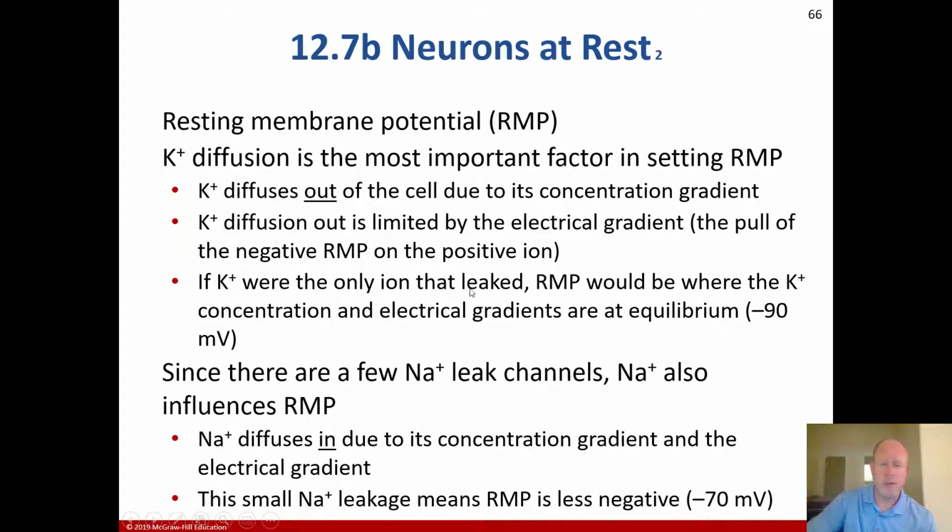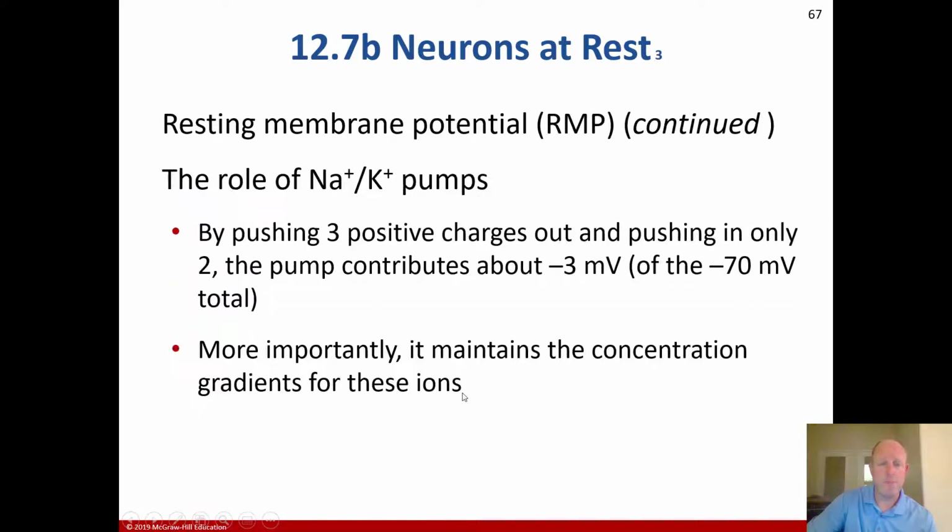If potassium were the only ion that leaked, the resting membrane potential would be where the potassium concentration and electrical gradients are at equilibrium, which is about negative 90 millivolts. That's where we find equilibrium. Since there are a few sodium leak channels, sodium also influences resting membrane potential. Sodium diffuses in due to its concentration gradient, being higher outside the cell, and the electrical gradient, being more negative inside and positive outside. This small sodium leakage means the resting membrane potential is less negative, making it negative 70 millivolts.